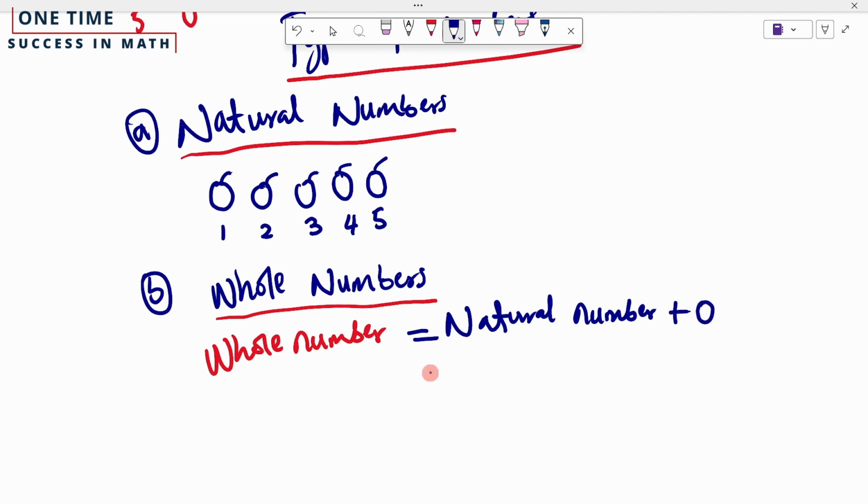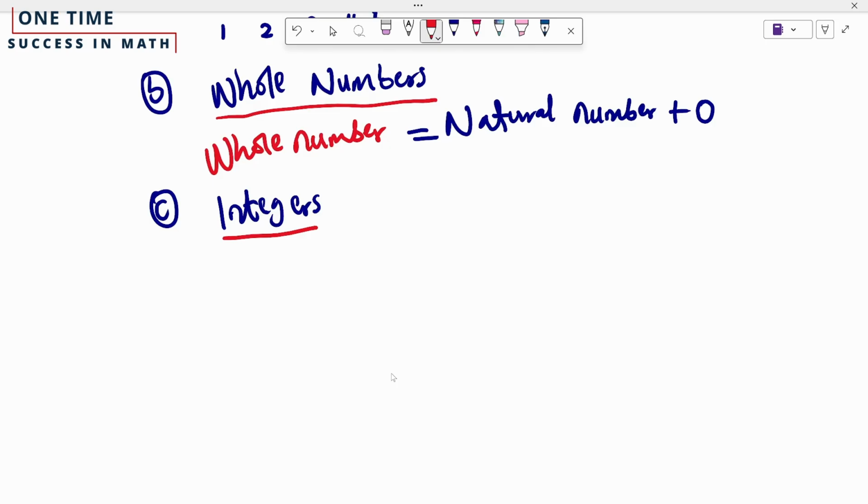So they include all the natural numbers, from 1 to infinity, and also 0. The next type of number that we'll look at are the integers. The integers also include natural numbers, yes, whole numbers.